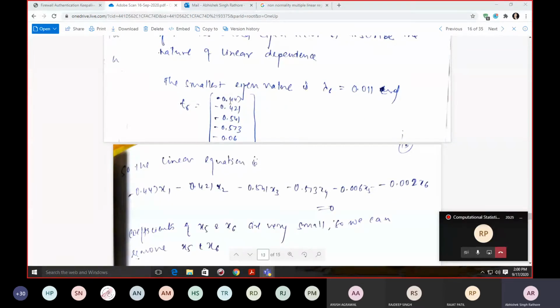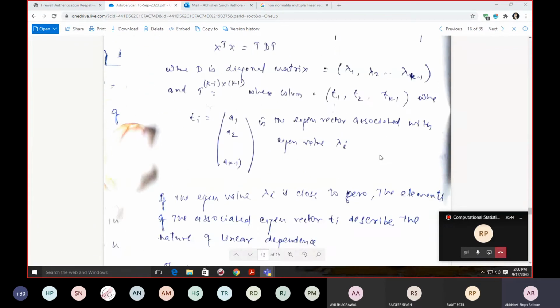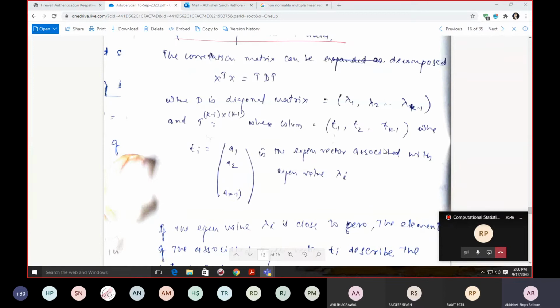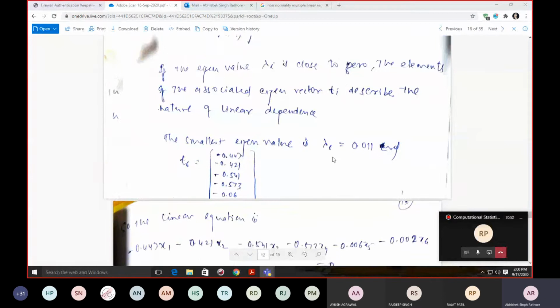So this is 0.447, I had calculated this. This is minus 0.447, minus 0.421, minus 0.541. All these elements describe the nature of linear dependence. Let's say this is my smallest eigenvalue. I am calculating for this lambda 6. Why? I have a hint that this k6 is greater than 1000, so I am going with this lambda 6 value.